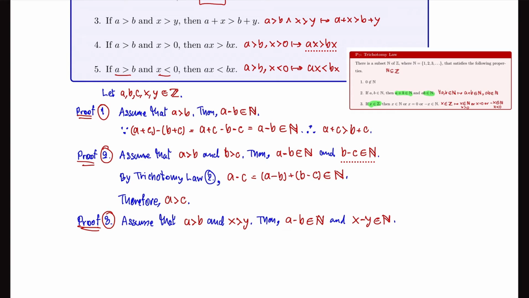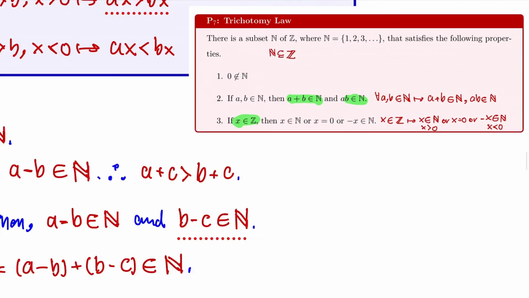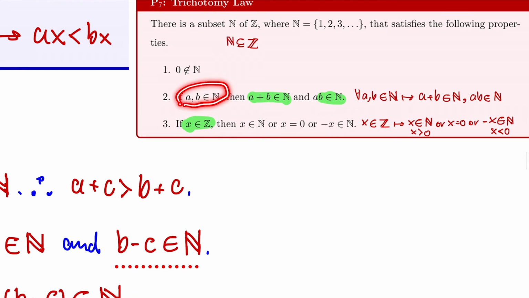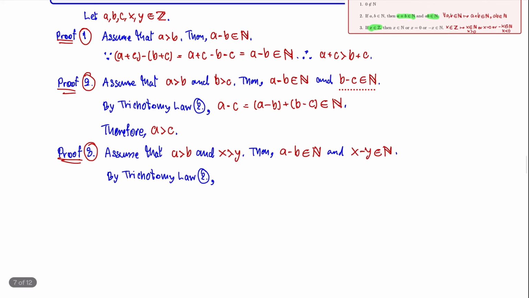So a minus b plus x minus y must be a natural number, right? Okay, so now we will use trichotomy law again. The second law here: if a and b are positive integers, a plus b must be a positive integer. The second law.